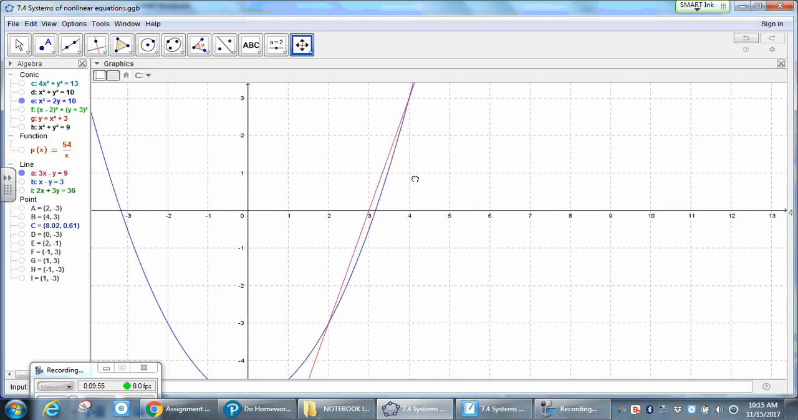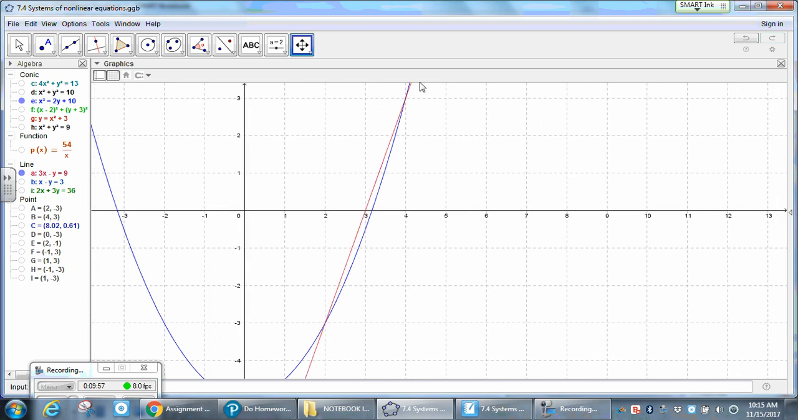Okay, so can you guys look at the board, please? We could see here the intersections, and so let's point them out. So we have the point 2 comma negative 3, and we have the other point here at 4 comma 3. This is a very nice way to check your work, to see if you're missing one, or you could graph them while you're doing your homework.